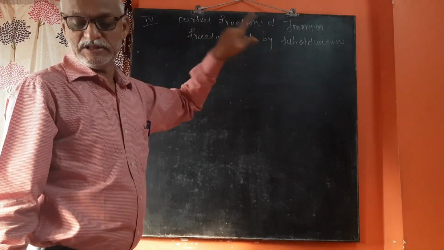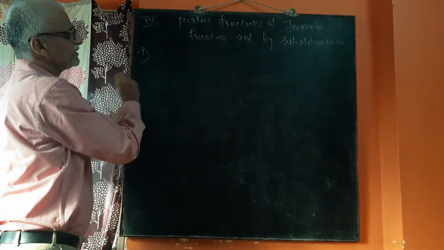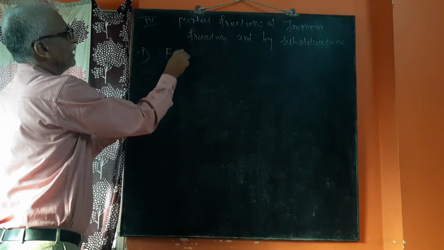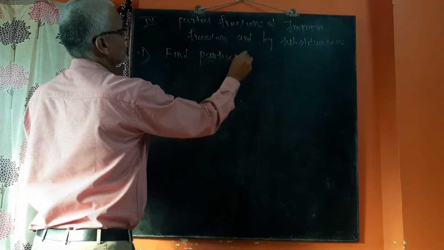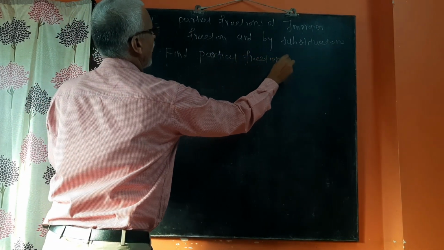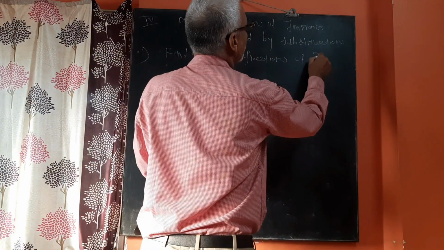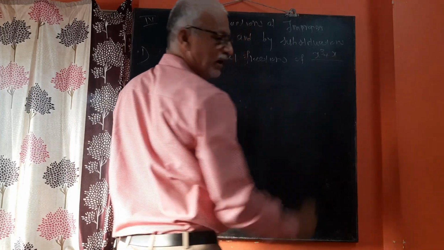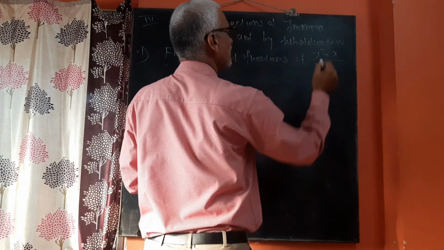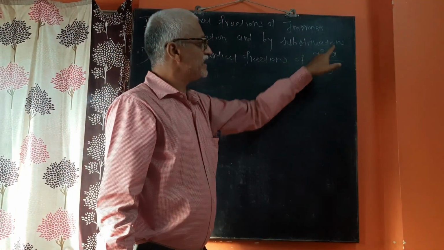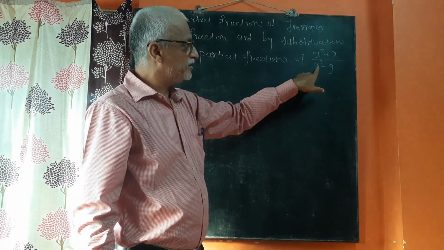Let us say the first one is find the partial fractions of x cube plus x divided by x square minus 9. Now see here, x cube plus x upon x square minus 9. The degree of numerator is 3. The degree of denominator is 2. That means this is the improper fraction.